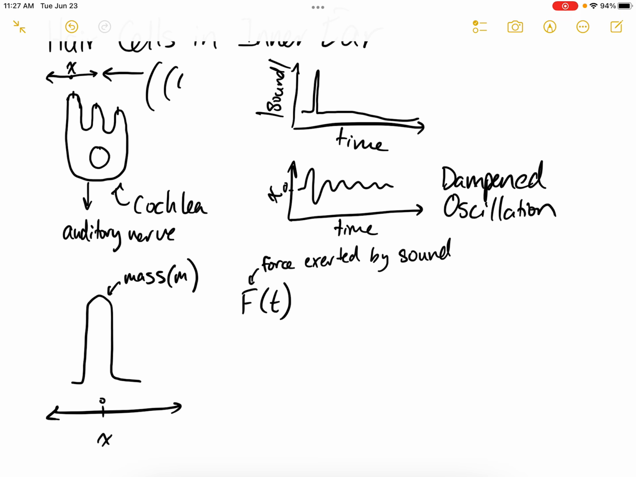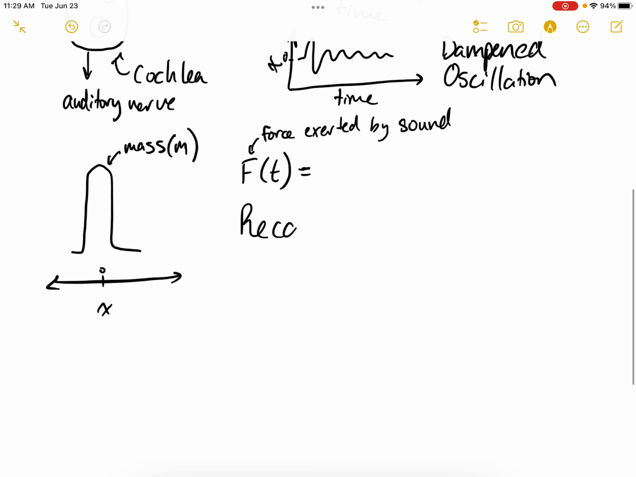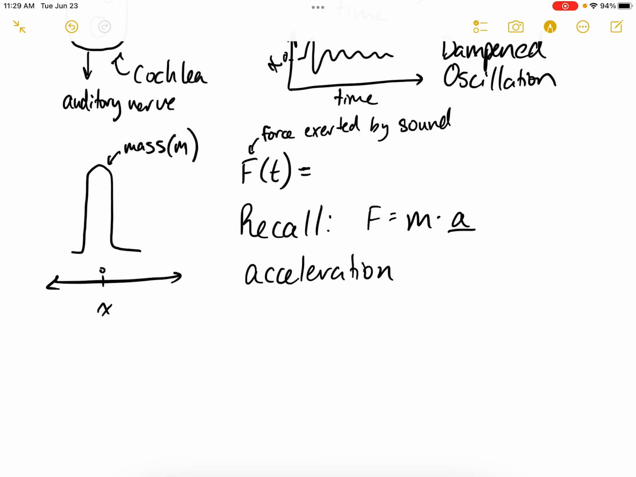So now we need to think about, back to our basic physics class, when you apply a force to an object of a certain mass, what is that equal to? So let's recall from our physics class, force is equal to m times something. Take a minute and think about what that is. You may remember it as force equals m times a. What is a? A is acceleration. And what is acceleration?